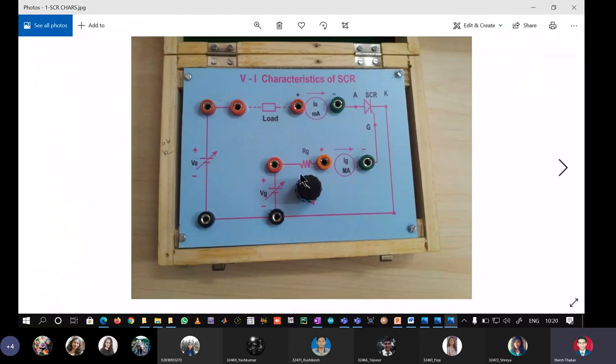Here, yeah, so this is the top view of our first kit, the VI characteristics of SCR. As I told you, in every kit you should be able to first see the circuit diagram printed on the kit as a combination of the 5 building blocks of a PE system. That is, you have to ask a question: where is the input electrical energy applied, where is the load, where is the power circuit, where is the control circuit, and where is the isolation.